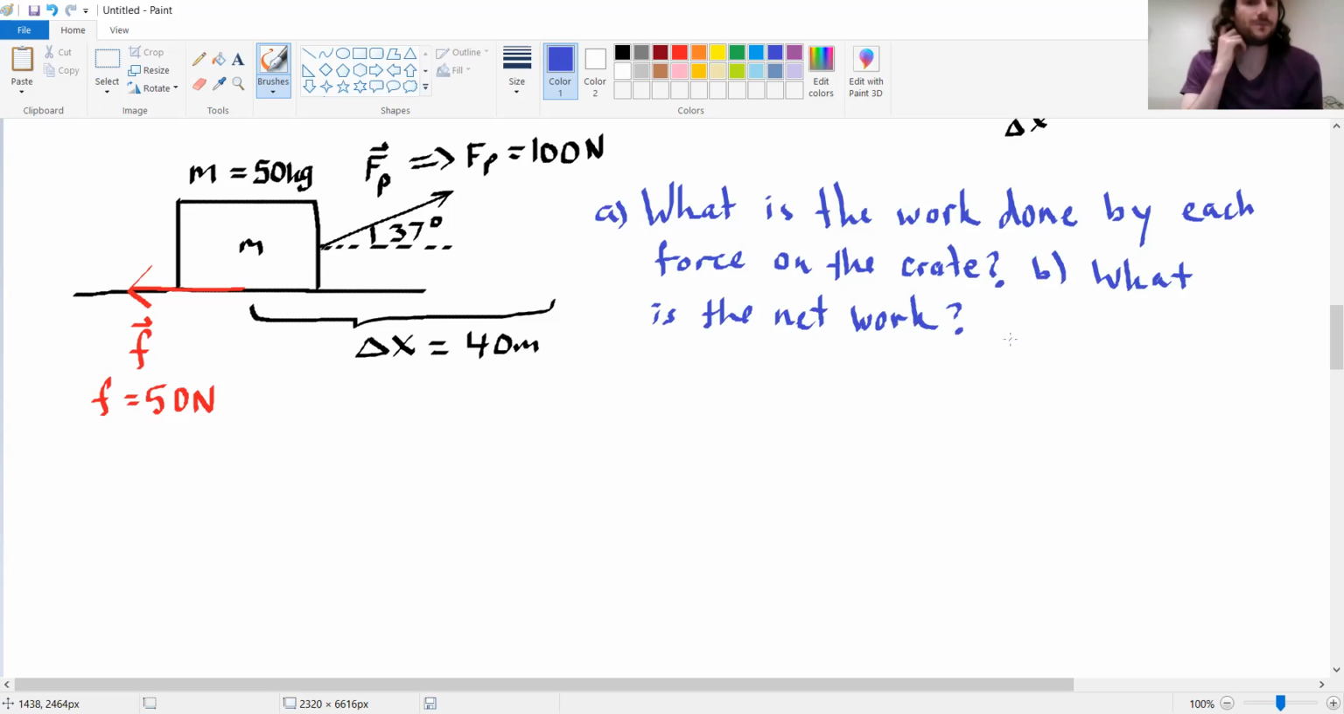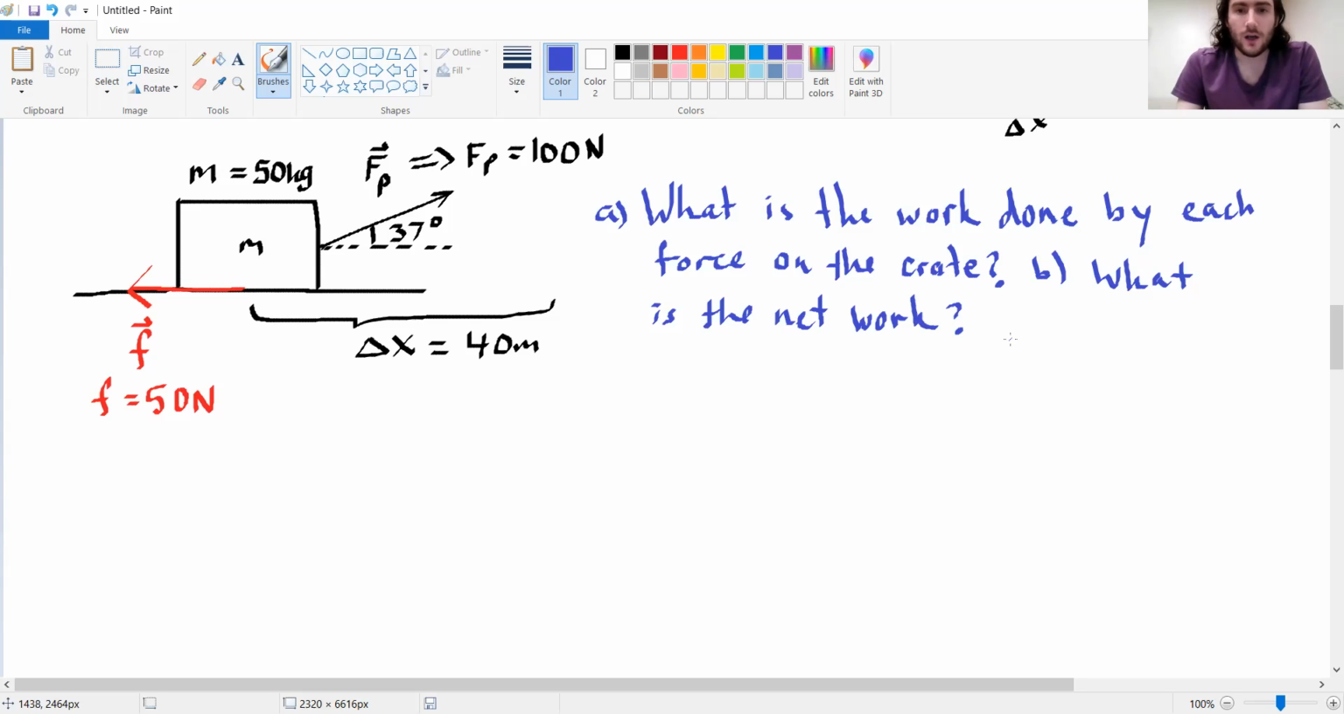Okay, so we can calculate an amount of work that each of the forces acting on the crate does. Don't forget about the gravitational force, right? The weight. Don't forget about the normal force, due to the contact of the crate with the ground, right? And we have the friction force, and we have the pulling force, right? So calculate the work done by each force on the crate, and then what is the net work done on the crate?